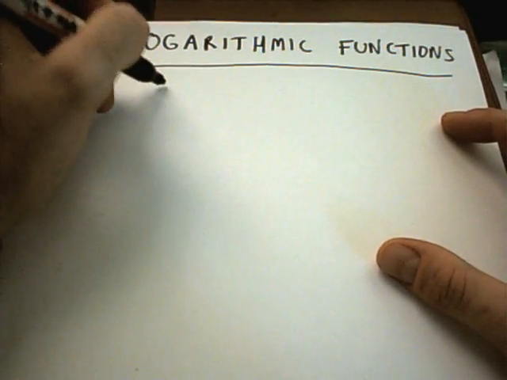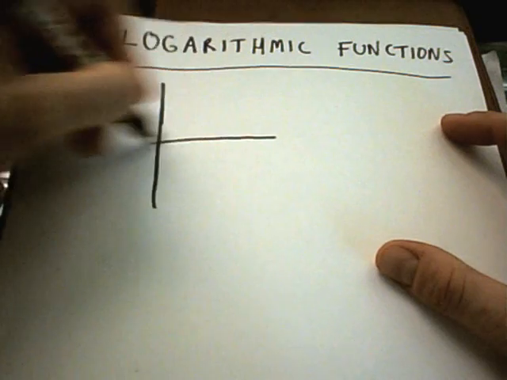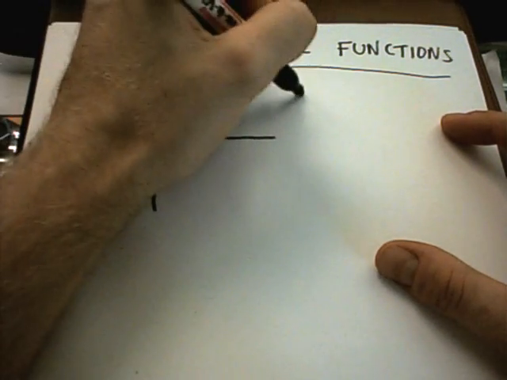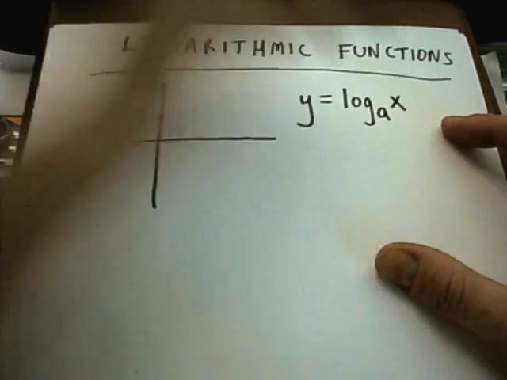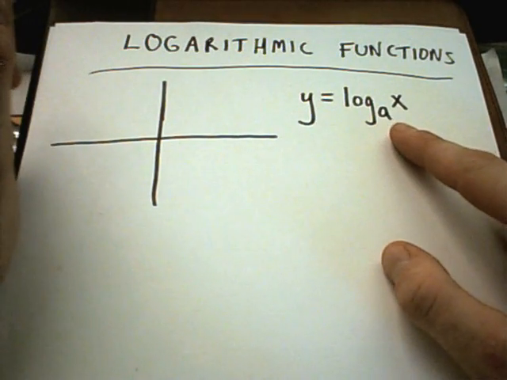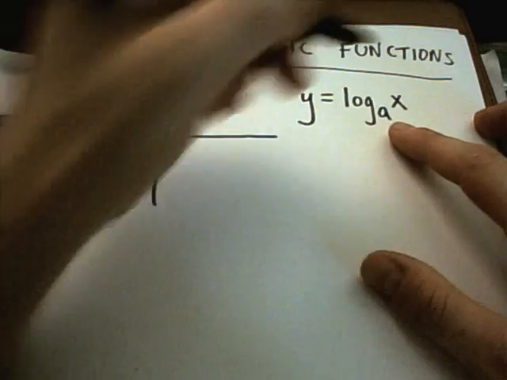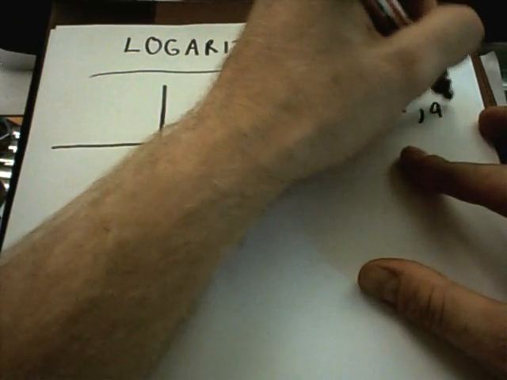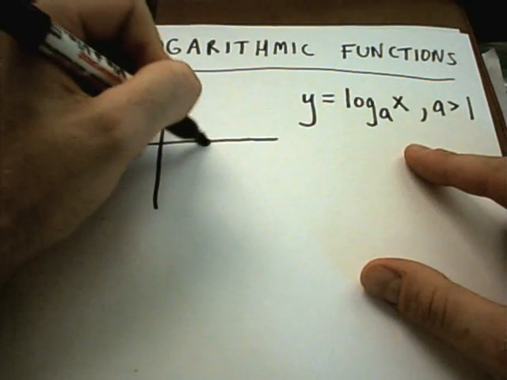So one thing, the graph of a logarithm. A logarithm looks like y equals log, and we call it base a, of our variable x. And this base a can be any number greater than 0. We don't let it equal 1. But the most important case is going to be when this base is greater than 1.